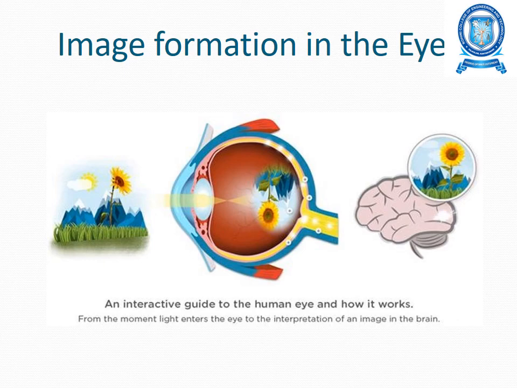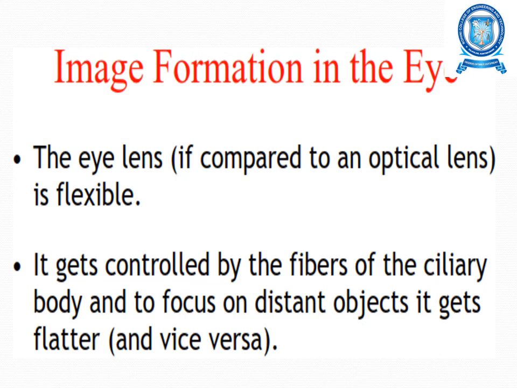After that, specialized cells, that is nerves, play their role and form a correct forward image, that is a straight image. So from the moment light enters the eye, the interpretation of an image in the eye is formed. Next is image formation in the eye.